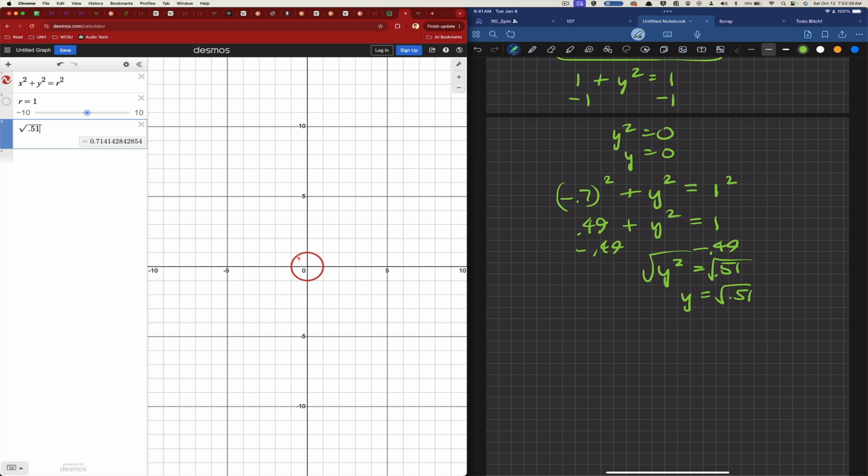Okay, so all of these are just, I put in an x, get a y. And these are the y's that go with the x's to form this circle. And in my head, it's easier to think of, this is the equation for the circle, and this is the radius 1. Put a 1 in for r, I get this.